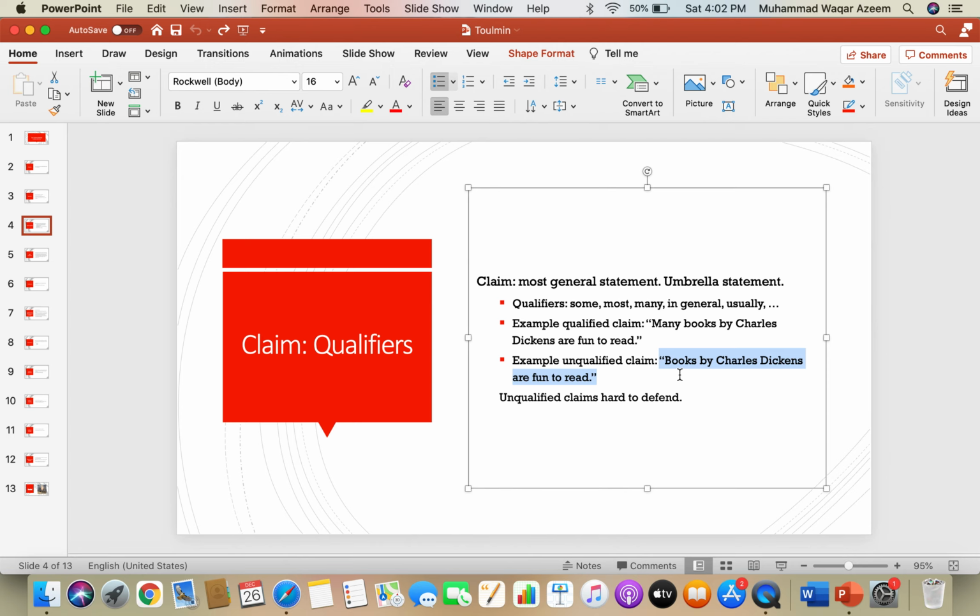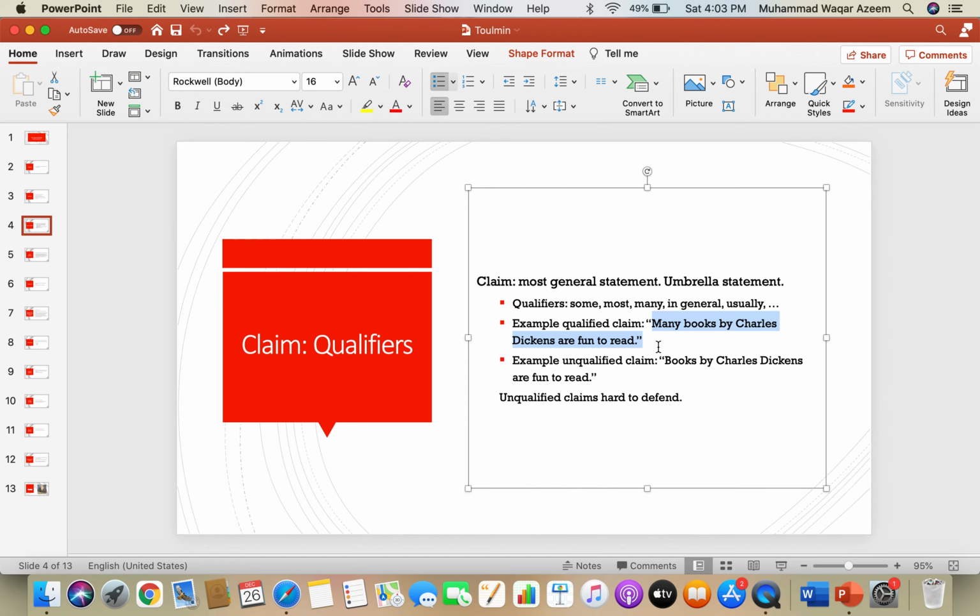In other words, a reader can definitely point out one or two books by Charles Dickens which are not much fun to read. And therefore, a reader can easily destroy this claim by an author if the claim has been written in this manner. On the other hand, the first claim, many books by Charles Dickens are fun to read, is a stronger claim.